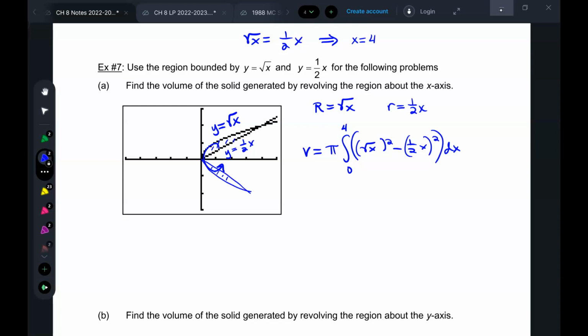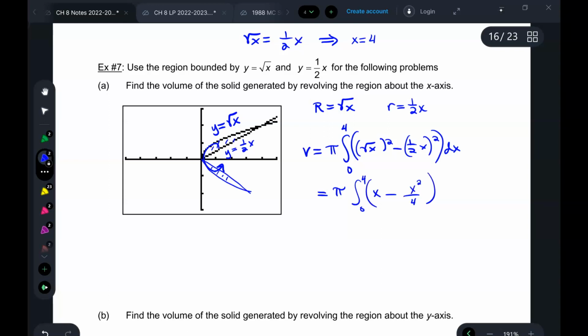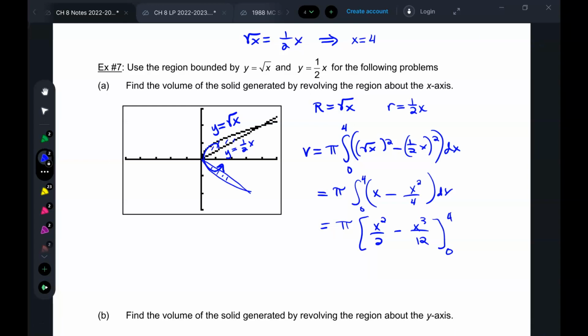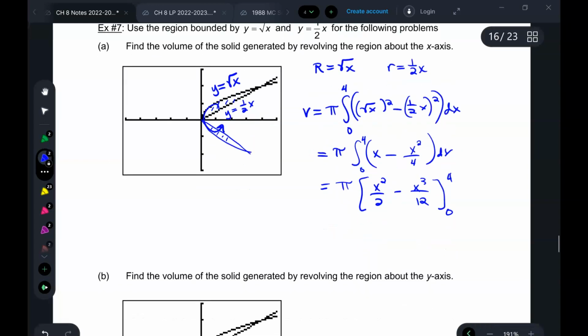Did anybody get an answer yet? We working? 8.37. Anyone? 8.37. 12. Let's see. What is 8 pi over 3? Is that the same thing? Because this comes out to be 8/3. So 8 pi over 3, or what's your decimal? 8.378. Okay.